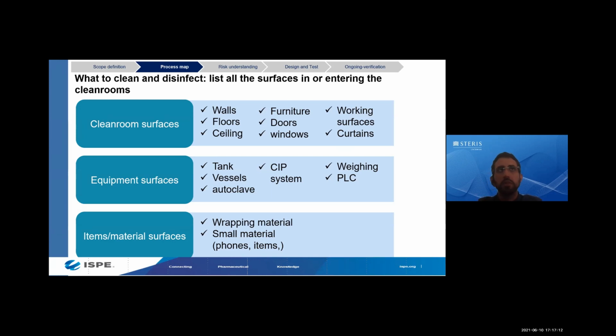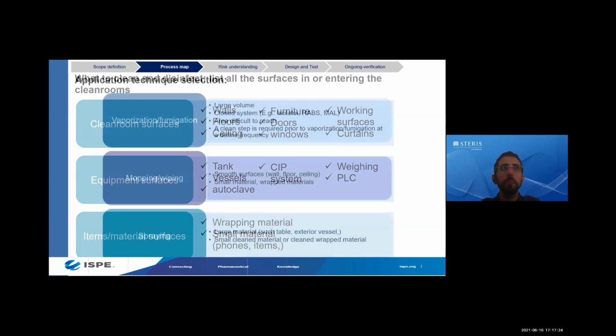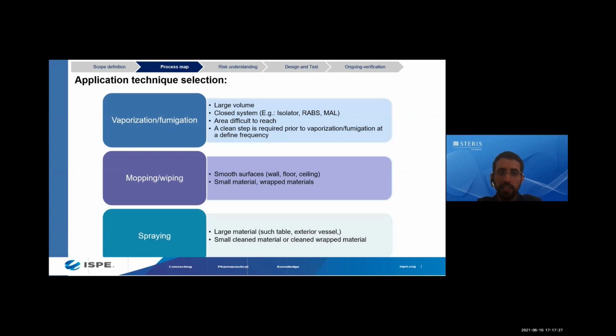Again, when you are mapping your process, the goal is to understand what type of surface you need to clean. Here the goal is really to list the surfaces and make sure you have all the different surfaces that need to be cleaned. And then based on that is the application technique. A vaporization or a fumigation is generally used for large volume, closed systems like isolators, RABS, material airlocks, etc., or areas that are very difficult to reach using a traditional mopping or wiping approach. Generally, mopping or wiping is for large, smooth surfaces. A spray is generally performed on small material, for example, or a transfer of material from one grade to another grade.